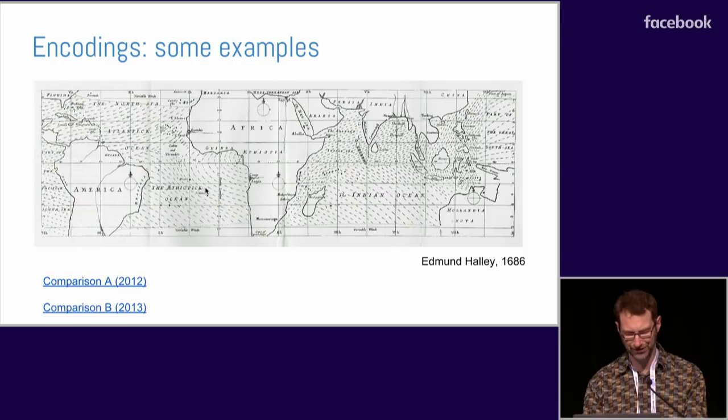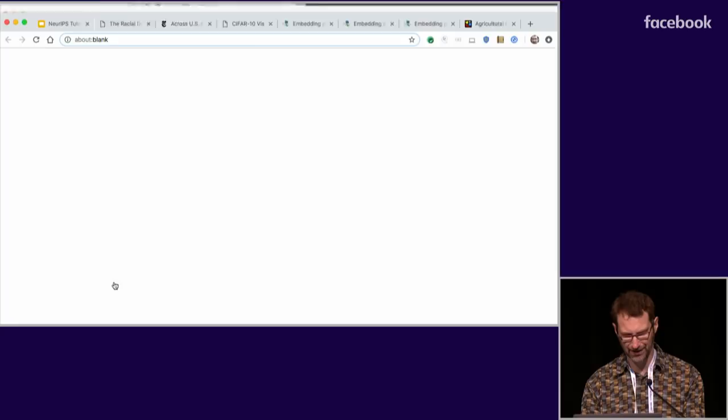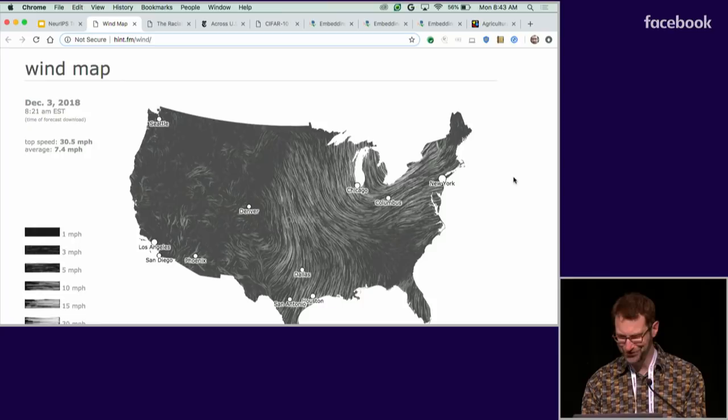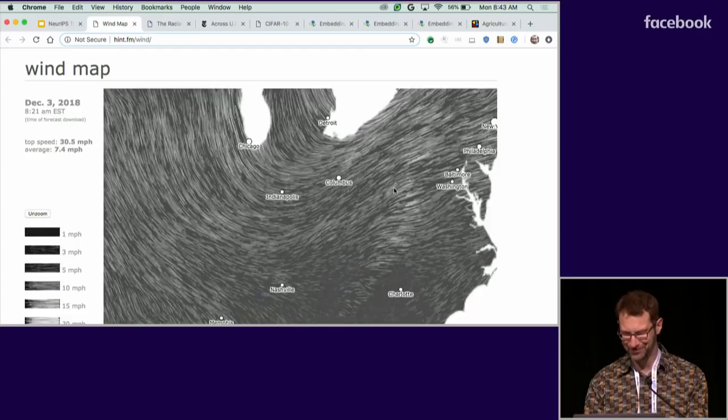Let's talk about how you might use this in a modern setting. Okay, so this is a visualization that Fernanda and I created as an art project many years ago.